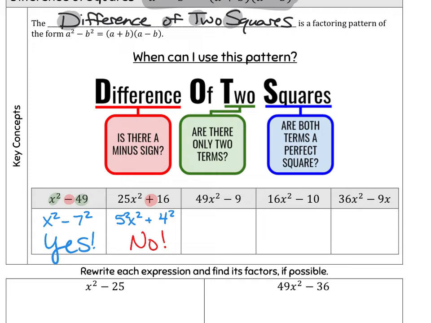But let's look at the middle one. 49x squared minus 9. Am I subtracting? Are there 2 things? Are they perfect squares? Yes. 49 is what? 7 squared. So I have 7 squared x squared. And what's 9? 3 squared. If every single part of it can be squared, then that is a yes. We can use the difference of 2 squares pattern.